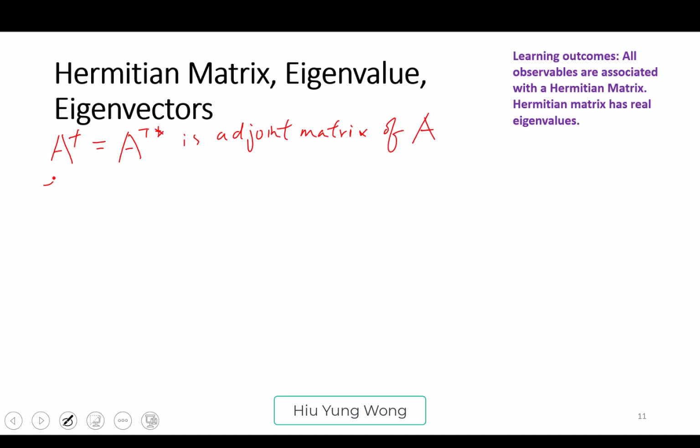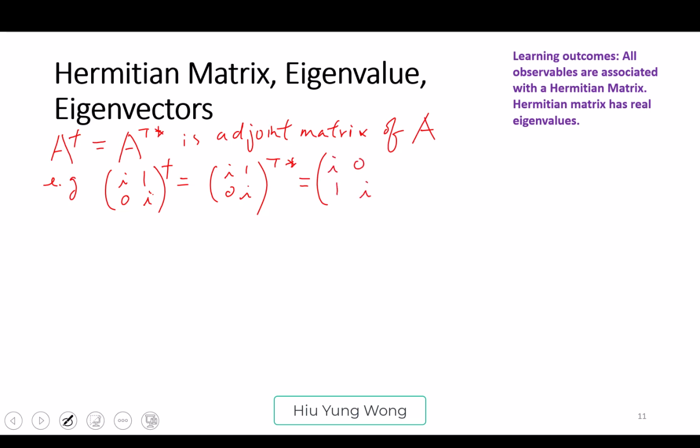For example, if I have a matrix that is i, 1, 0, i, its adjoint matrix, the dagger, is equal to that matrix transposed, then complex conjugated. What is transpose? You will just draw a diagonal line and then flip over the elements. So all those on the diagonal are still there.